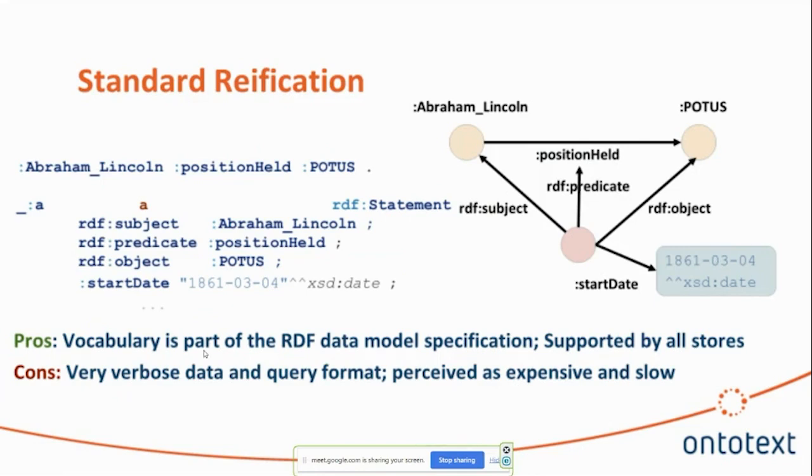So it has both pros and cons in this case. It's very aligned with the RDF data model specification. It's really quite simple and can be supported by all different triple stores. However, combined with a huge volume of data, it could be quite expensive and slow to query such a knowledge graph and to subset specific facts that satisfy your particular needs.